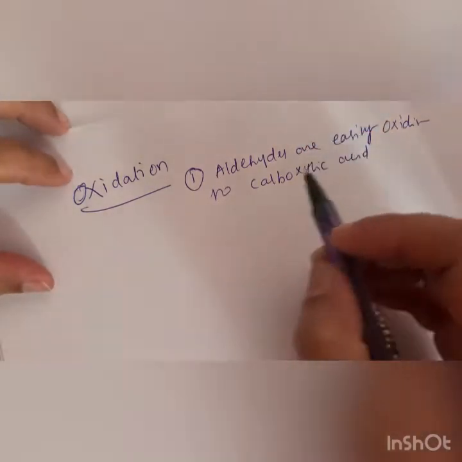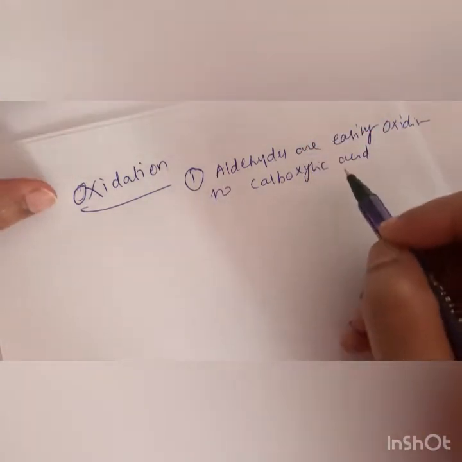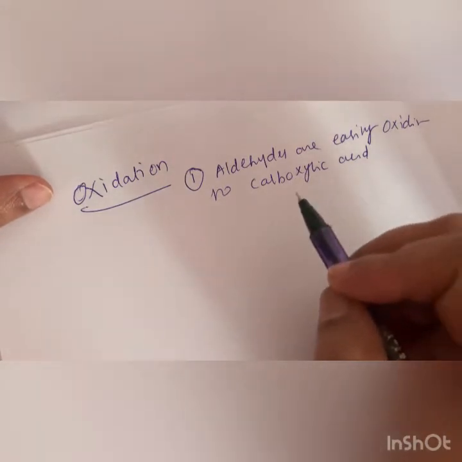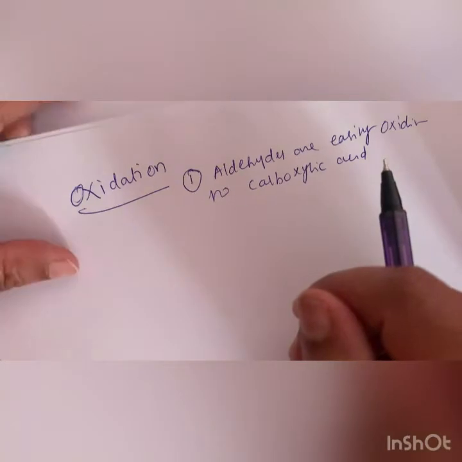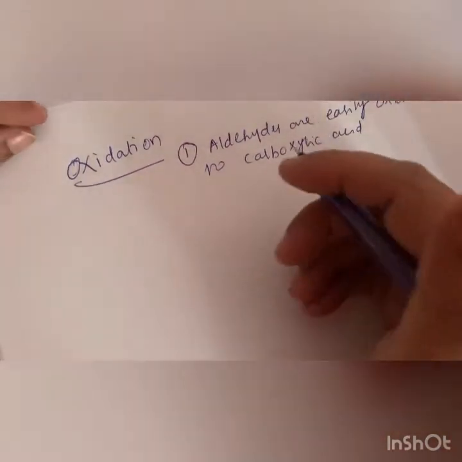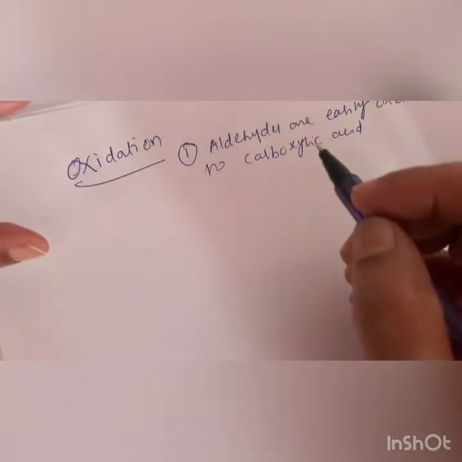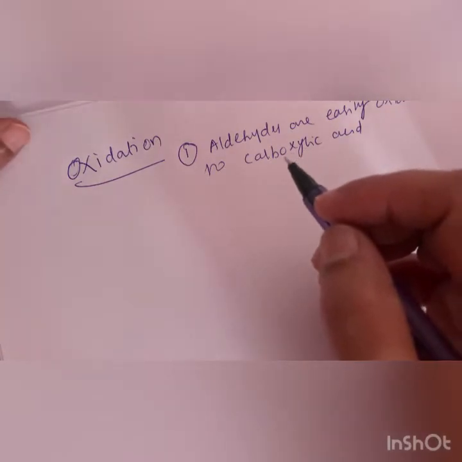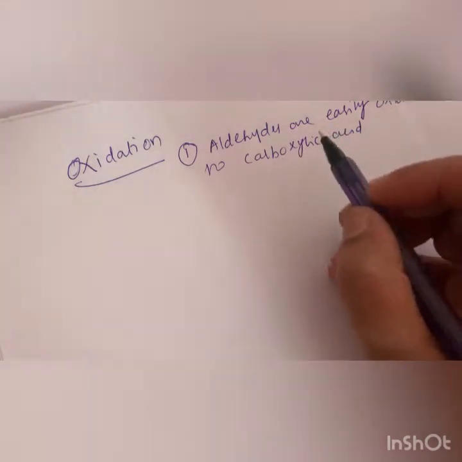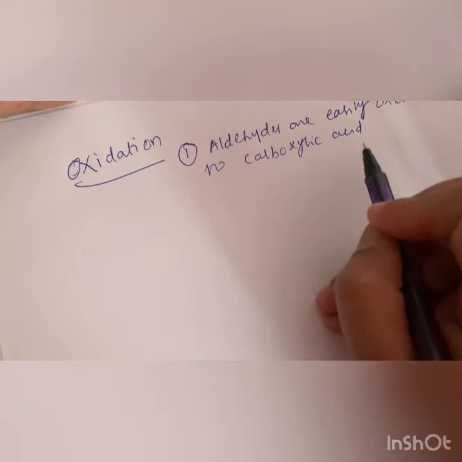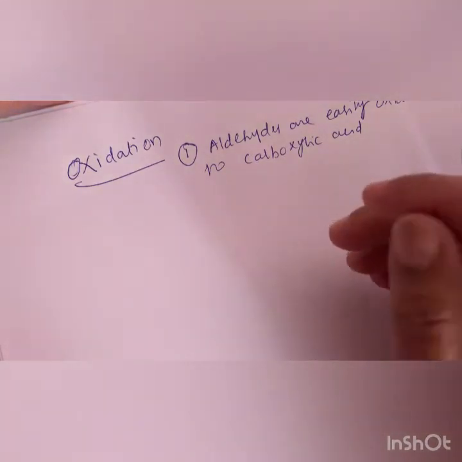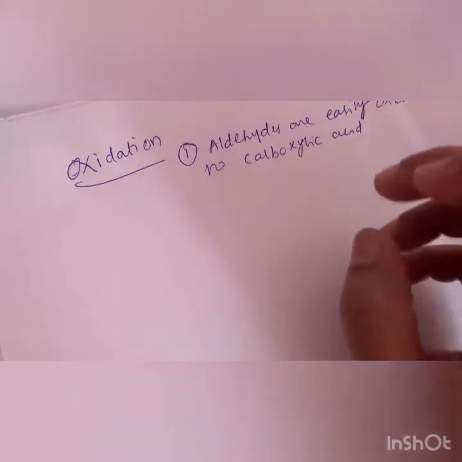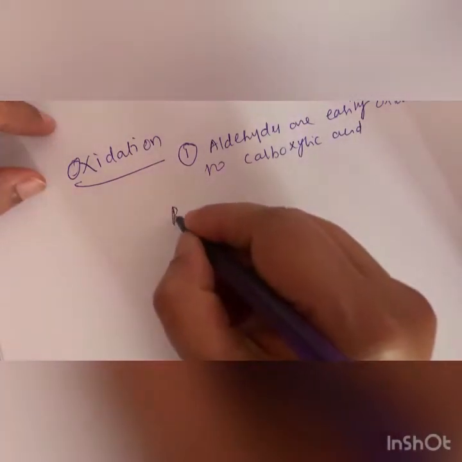So these oxidation reactions we can use to distinguish between aldehydes and ketones. This is also one type of question they will ask in the board exam: how can you distinguish the compounds? Oxidation reactions we will use to distinguish between aldehydes and ketones, because aldehydes are easily oxidized to carboxylic acid by even a mild oxidizing agent. But ketones, so we'll write the reactions.